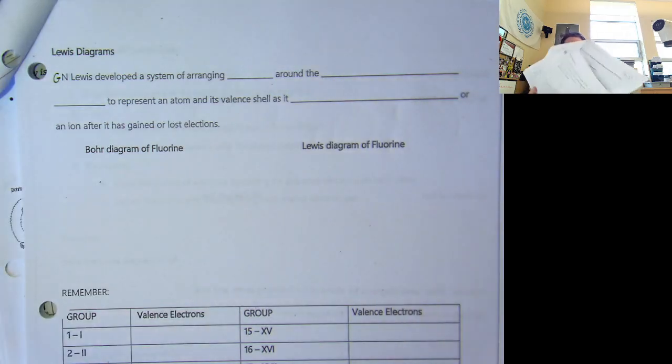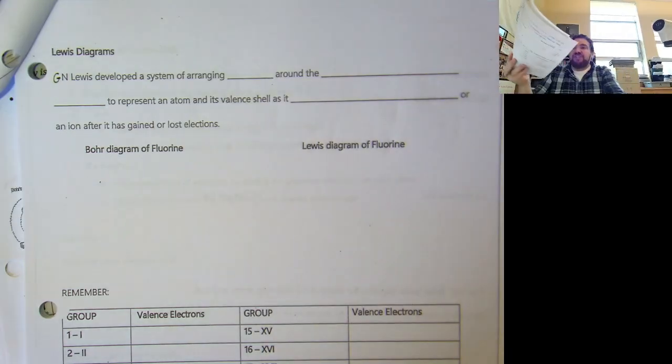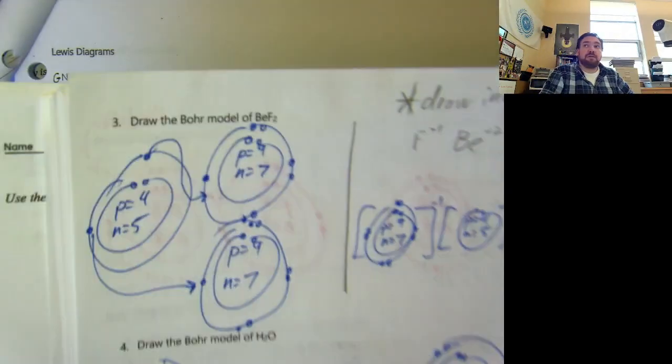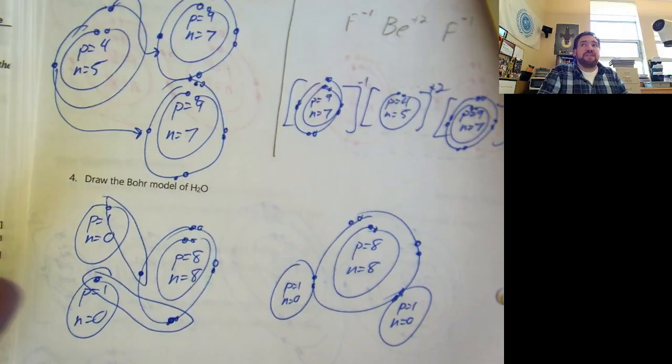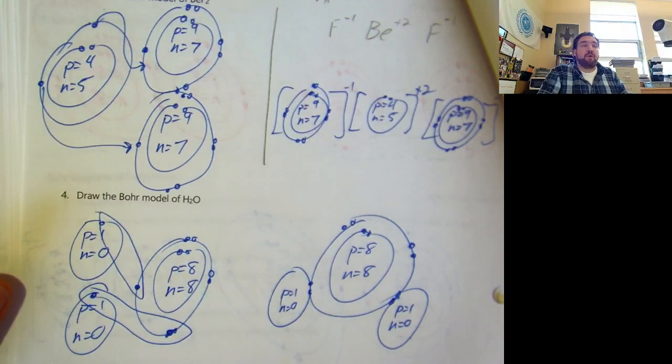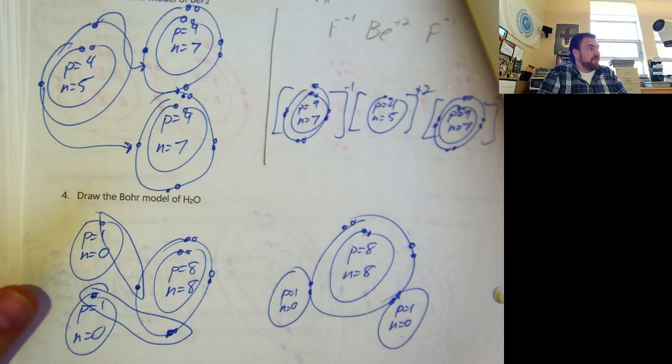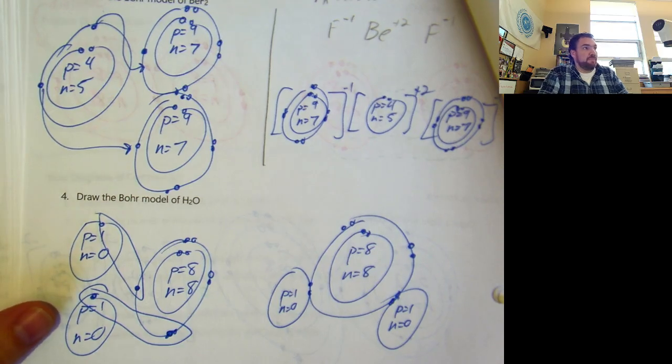You stay on this page. I want to flip back for a second. If you look at what I just had you draw, for all of these Bohr models, the only electrons that actually matter are which ones? Which ones move around? Which ones get shared? Yeah, the outer ones, the valence shells.